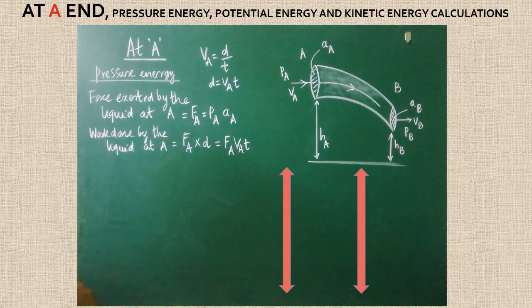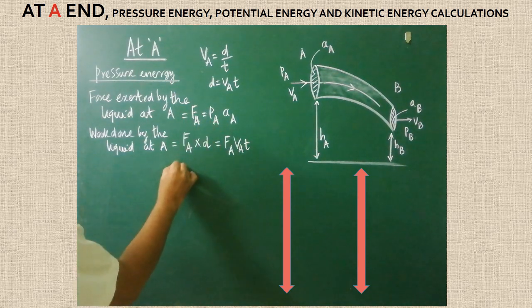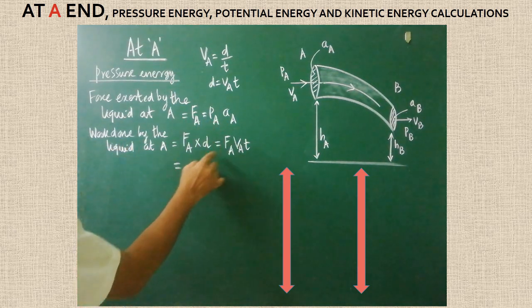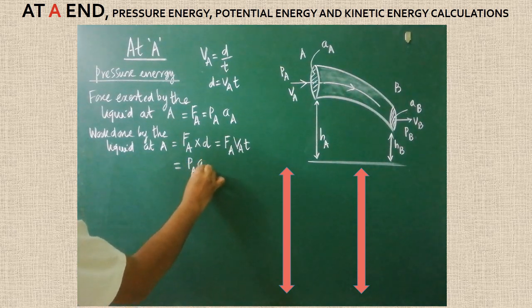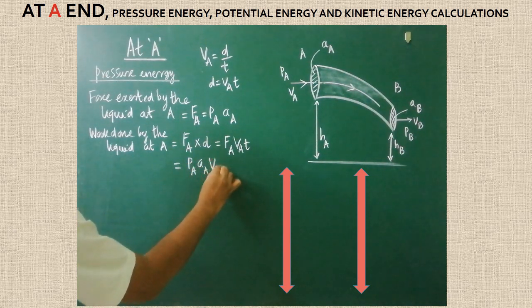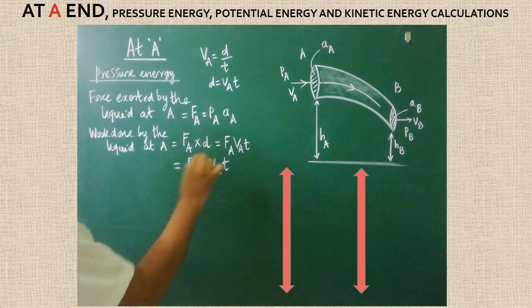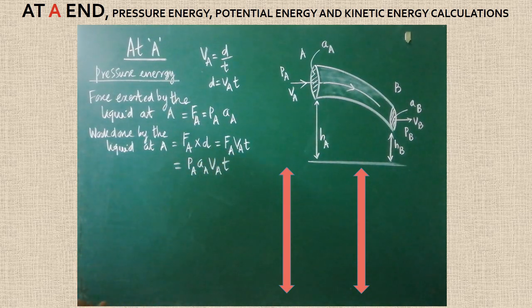Could you understand that? Now we know the formula for FA. The next step, work done can be calculated by replacing this FA with PA into AA. So the work done is PA into AA into VA into T. So this is the work done formula.